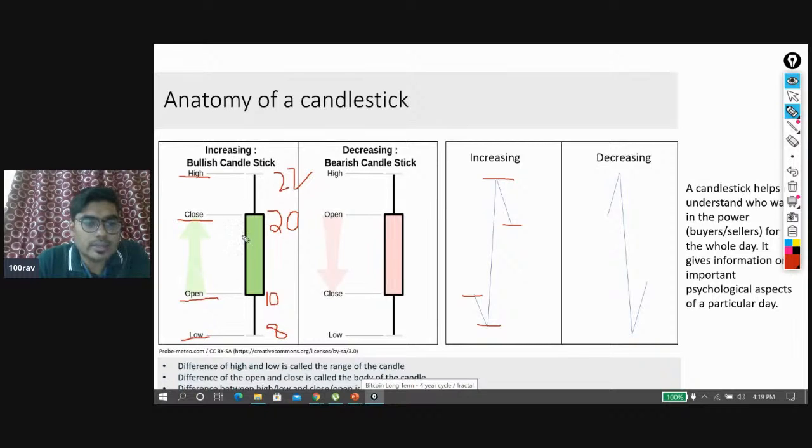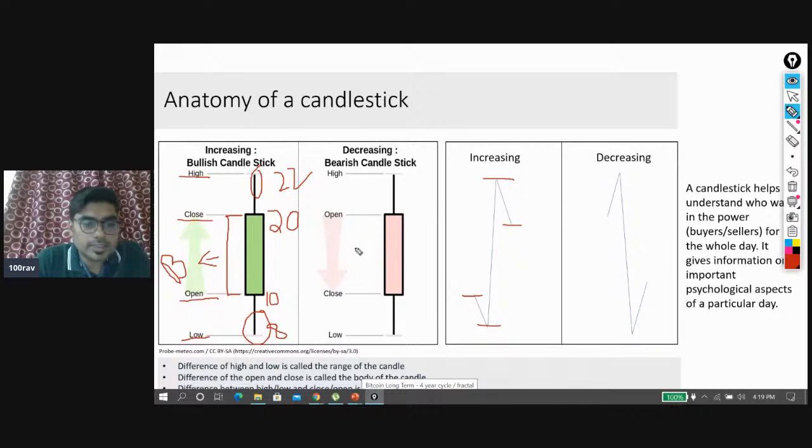And then there are different closing prices and different lengths of these shadows. So these two pointers that you see here, these are the shadows, this part and this part. The length of the shadow, and this is called the candle body, the close minus open. So these two give us very vital information.